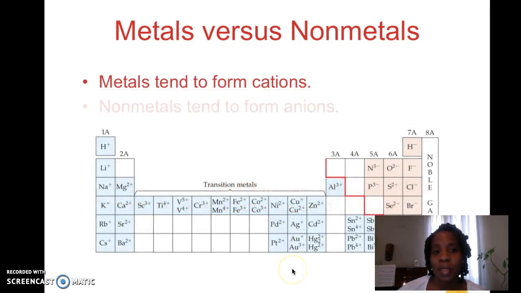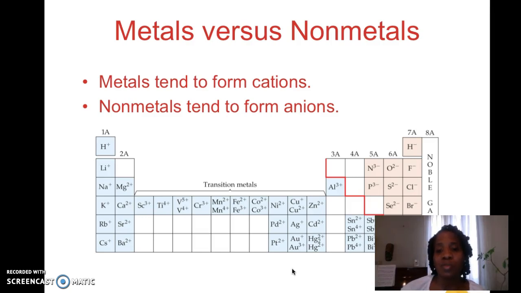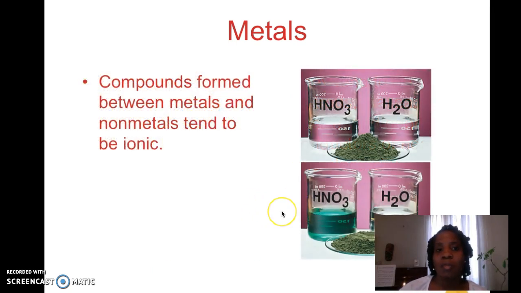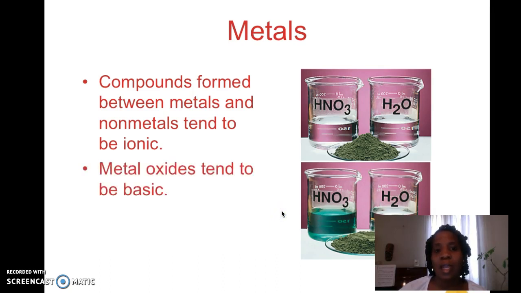Again, we talked about this in the previous chapters. You need to know the pattern for the formation of ions for the metals and the nonmetals, so this should be committed to memory. And finally, you need to know the general properties of metals, nonmetals, and metalloids.